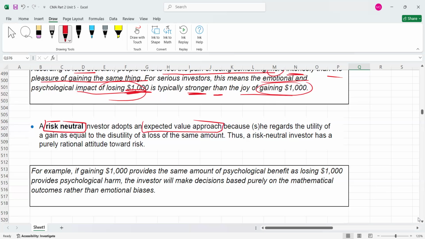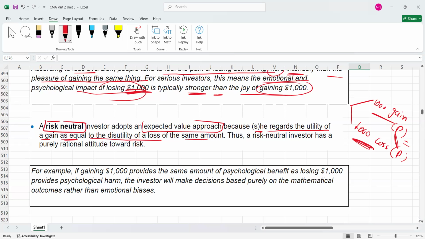But how are risk neutral people defined in economics? He or she regards the utility of a gain as equal to the disutility of the loss of the same amount. It means, for example, if you are investing and you may gain $1,000, you may also lose $1,000. On gain, you will have pleasure, and on the loss, you will have pain, right? So here, pain and pleasure are both equally important for you, because you will do the calculation, and if you feel the gain is more, you will invest, and if there is more chance that loss will be incurred, maybe you will not invest. So this is what they're trying to say.